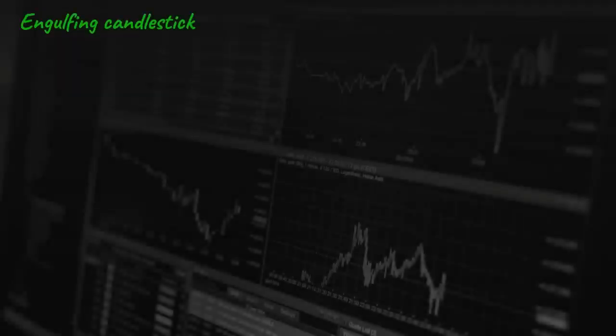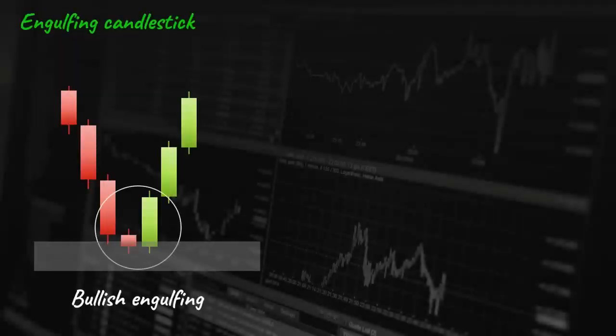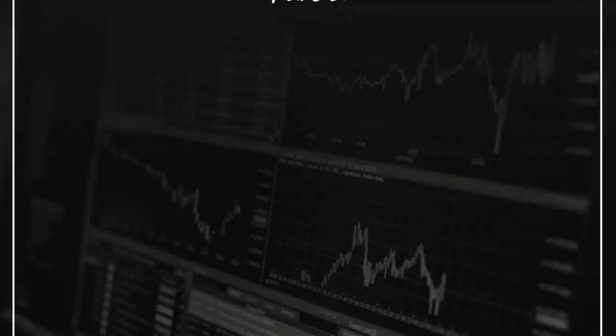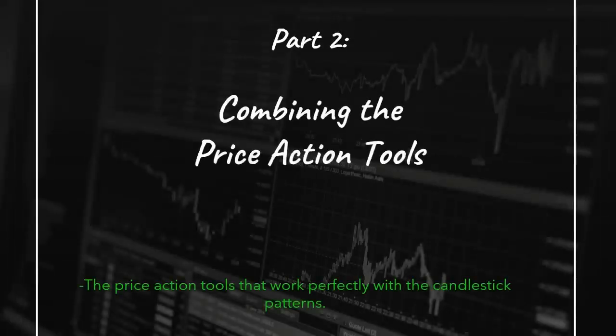Forming this pattern at the bottom of a bearish movement indicates a reversal to the upside. Forming at the top of a bullish movement indicates a reversal to the downside. Now, this would be all of the candlestick patterns explained in this video. Now, in the second part of this video, let me show you some of the price action tools that work perfectly with the candlestick patterns.